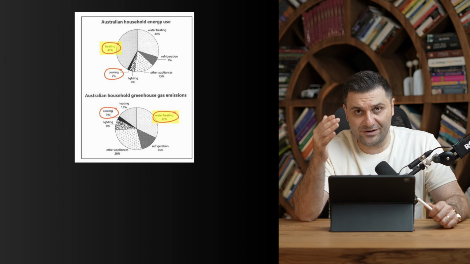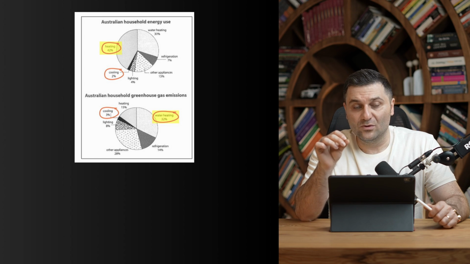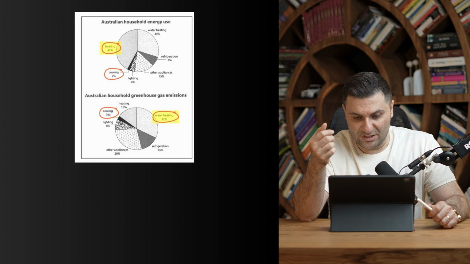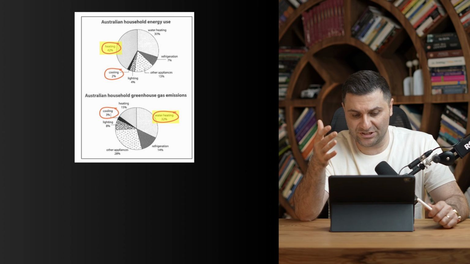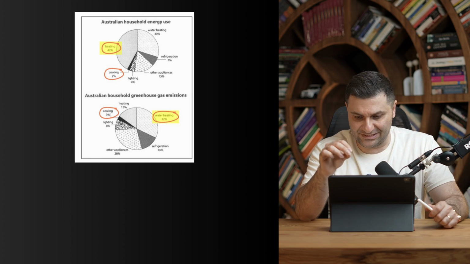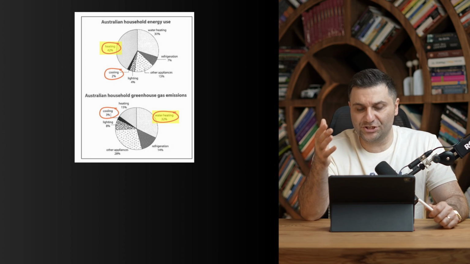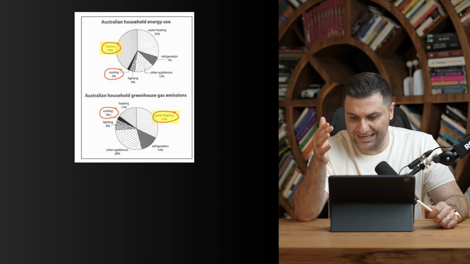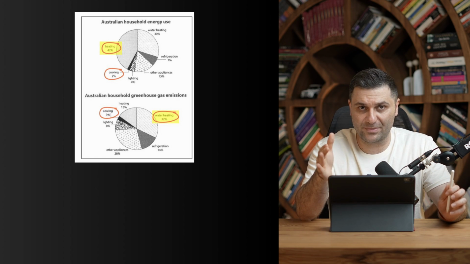In Australian household energy use, as you can see, it is highlighted that heating was the leading, right? Australians utilize the most energy in heating, while cooling was the least, all right? And for the gas emissions, the highest was water heating, and the lowest was cooling. So we can write about this data.